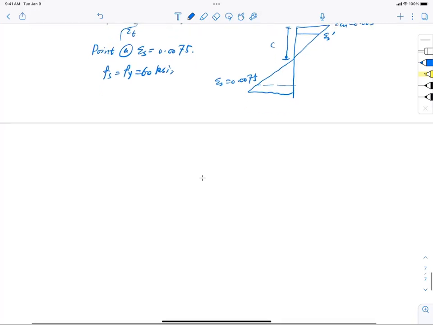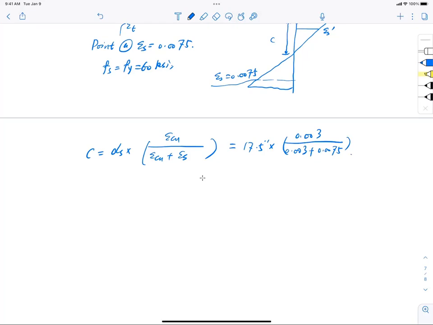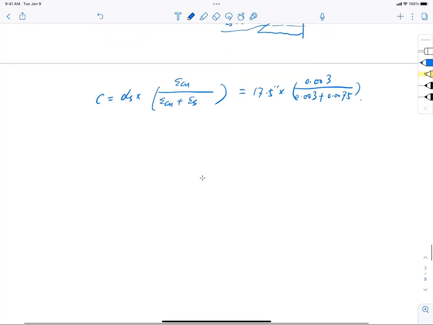So at this point, I can start finding my compressive zone size c, and that is equal to ds multiplied by epsilon cu on the top, divided by epsilon cu plus epsilon s, and ds equal to 17.5 inch, epsilon cu 0.003, and at the bottom 0.003 plus an assumed 0.0075. You say, Bob, why go with 0.0075? Can I go to 0.009 or 0.01? Sure you can. Any number would work. I'm just picking a number that's larger than 0.005 to satisfy the requirement, okay?